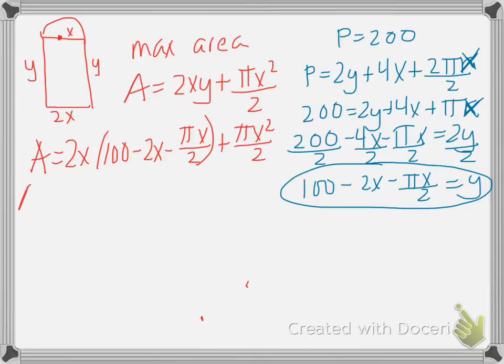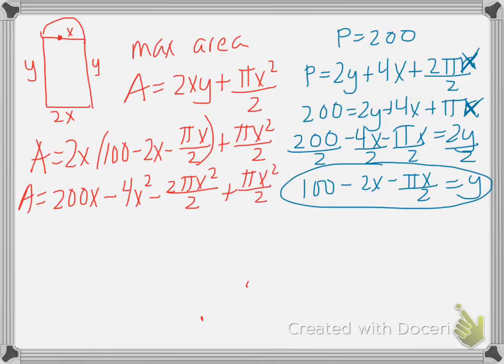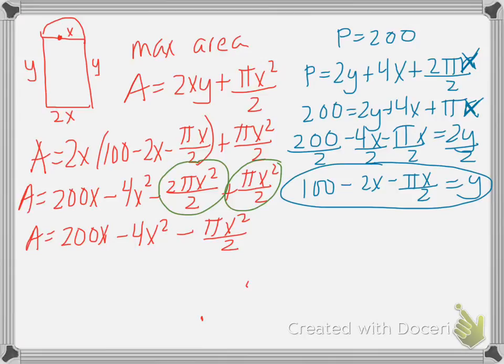Okay, and then I'm going to distribute. So 2x times 100 is just 200x. And then 2x times 2x is 4x squared. And then I'm just going to multiply straight across. And then we have that last term. Okay, so hopefully you can see that this term and this term, those are common terms. So we can combine them. So a negative 2 and a positive 1 is a negative 1. Okay, and I think that's pretty much how far you're going to get in simplifying.